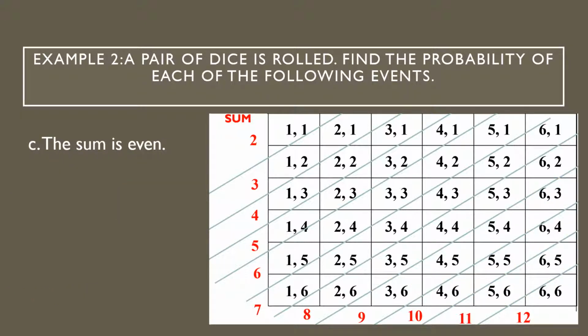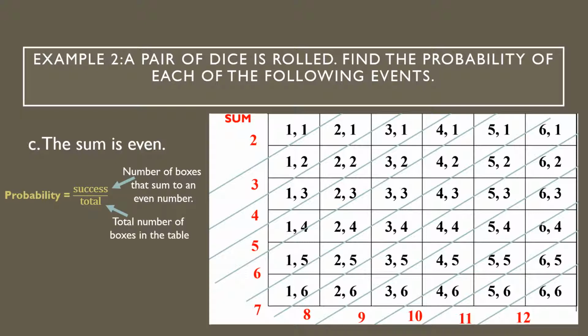Our last pair of dice problem in this section is find the probability that the sum is even. Probability is success over total. Here, success is going to be the number of boxes that sum to an even number. Once again, total is going to be the total number of boxes in the table, which we already know is 36. So let's look at the even sums.